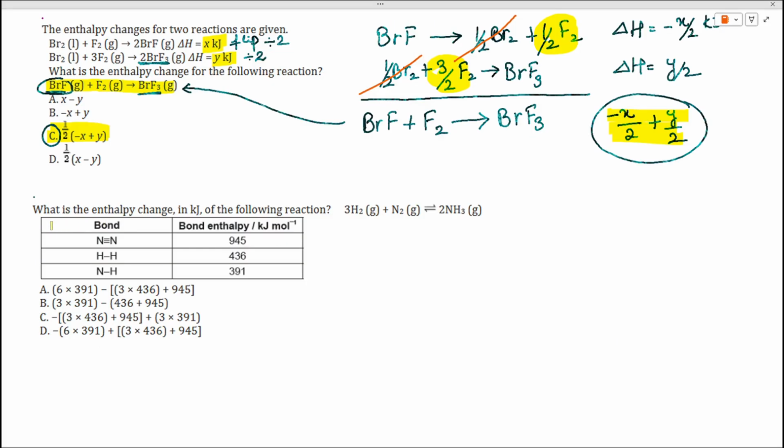In this question, it is asking us what is the enthalpy change in kilojoules for the following reaction. The reaction is given to us for the formation of ammonia, and we've been given the bond enthalpy. So keep in mind, when the bond enthalpies are given to us, to find the delta H, we need to draw the Lewis structures of each of the reactants and products. So we'll have 3 H2s plus a nitrogen molecule, and that giving us 2 moles of ammonia.